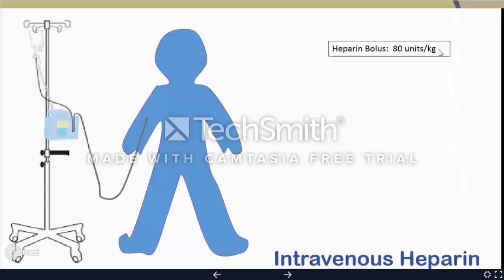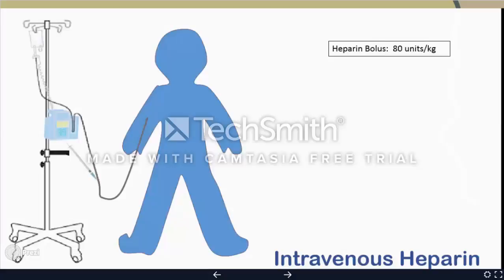That means we'll use the syringe to administer the heparin through the IV tubing directly into the patient's veins. Their blood will distribute the heparin throughout their body for a nearly immediate effect. Let's give it a try. We'll calculate the amount of heparin by multiplying 80 units times the patient's weight. We'll pull the heparin into a syringe and administer it through their IV tubing.